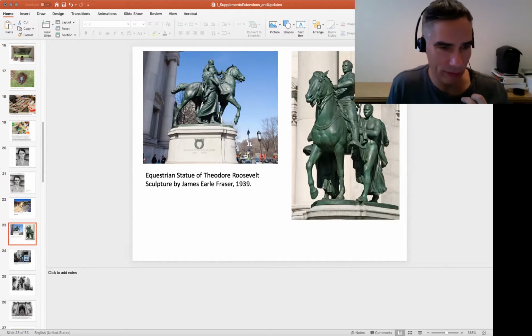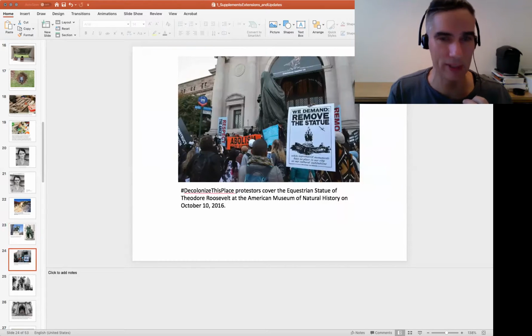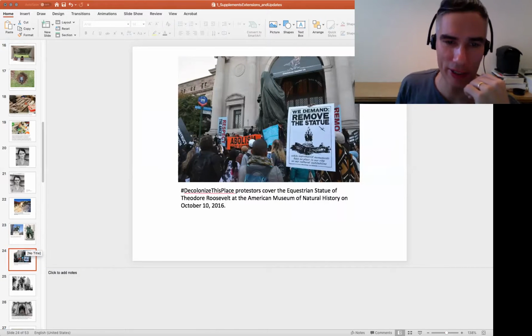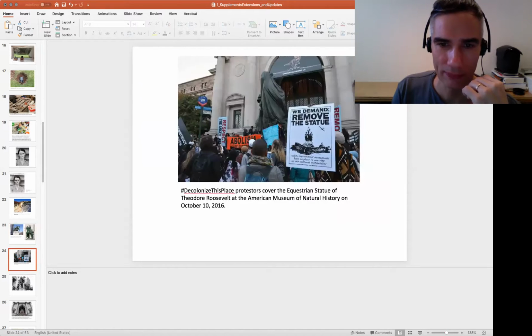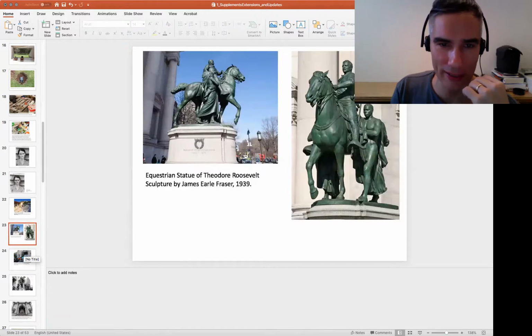And so you have monuments that are being taken down overnight and removed. In New York, for instance, there's a statue of Theodore Roosevelt, who founded the Natural History Museum, in front of the Natural History Museum. And on Columbus Day / Indigenous Peoples Day, there have been protests over the last, I believe, four or five years now. And in terms of adding a supplement to this painting, I'm sorry, it's a sculpture.